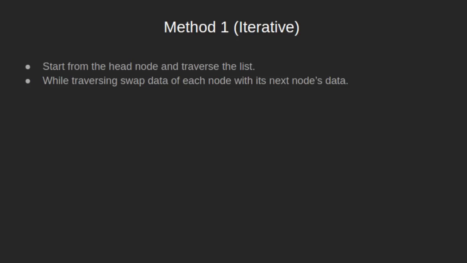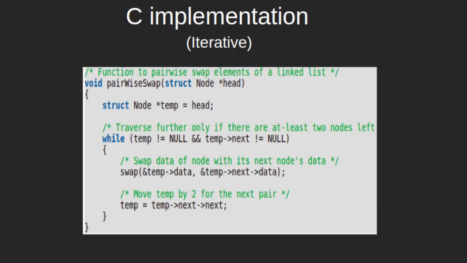First, let's see the iterative method to solve the above problem. We start from the head node and start traversing the linked list. While traversing, we swap data of each node with its next node's data. Let's see the C implementation of the above algorithm.